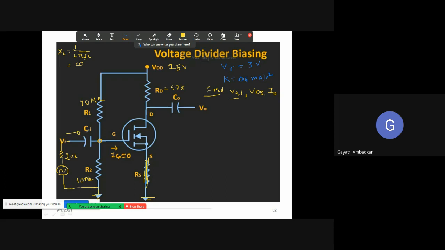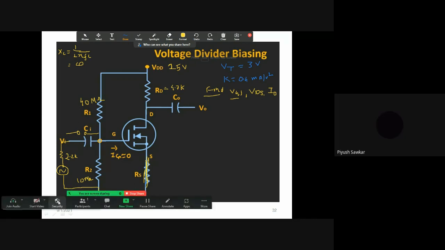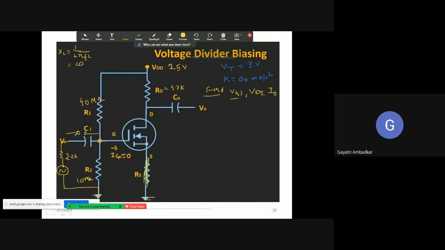So I have to replace this capacitor by an open circuit. When I replace this capacitor by open circuit in DC analysis, the rest of the part will be disconnected automatically. Piyush, please mute yourself. So the rest of the part will be disconnected because I have opened this. And here also I am going to open this, so this circuit will be like this. Now this capacitor is open circuited.